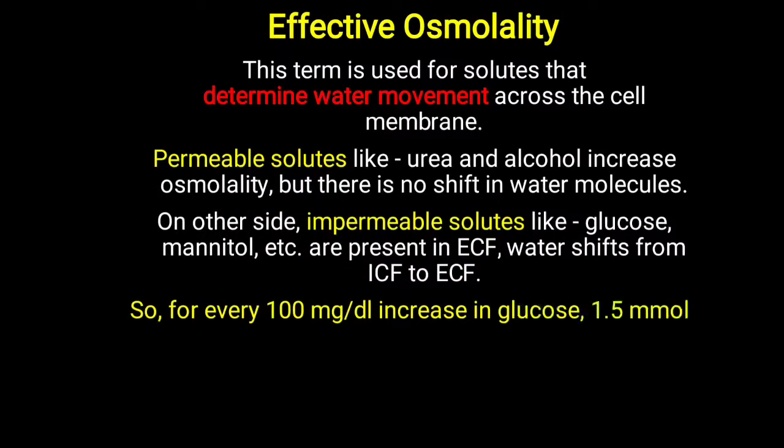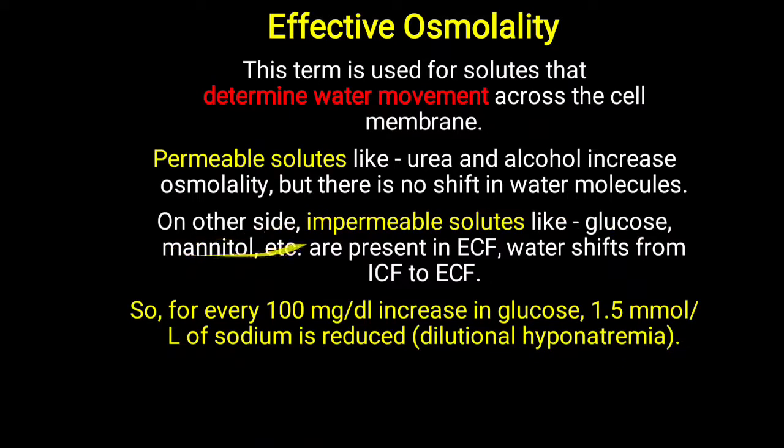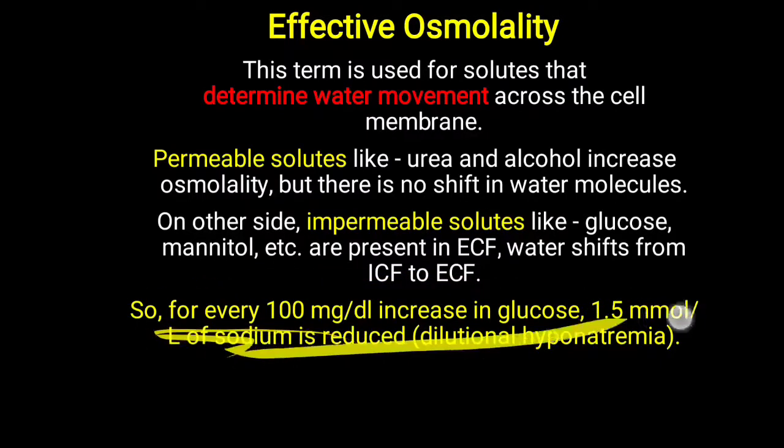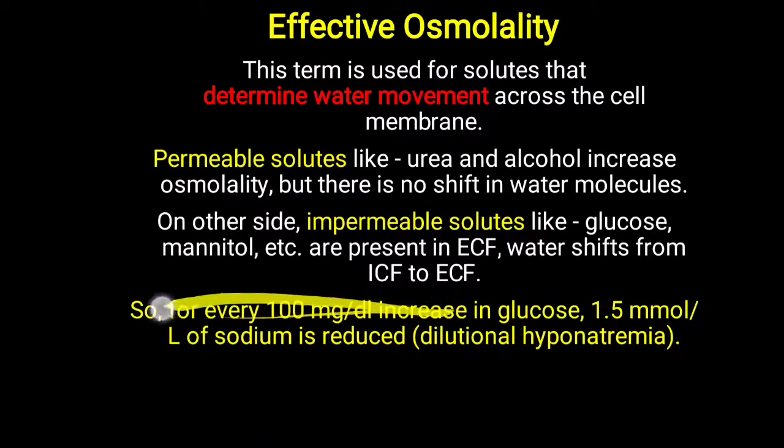And what happens if an excessive amount of glucose and mannitol is there? Suppose there is an increase of glucose level for every 100 milligram per deciliter. Normally fasting glucose is 90 to 110 milligram per deciliter. If that glucose level is increased by 100 milligrams, suppose any person has a glucose value of more than 200 milligrams, so more than 100 milligram is increased, then what happens? The sodium level will be decreased by 1.5 millimole per liter. So when glucose level is increased by 100, sodium level will be decreased by 1.5 millimole per liter.